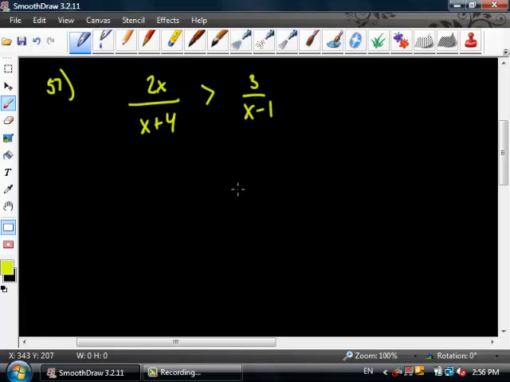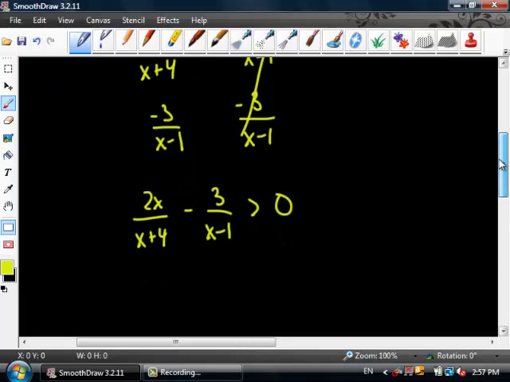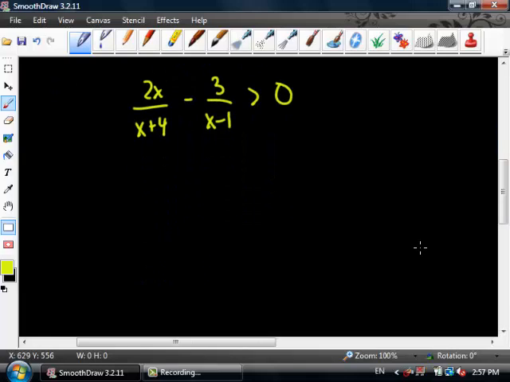Leanne? You subtract it from both sides. So you get 2x over x plus 4 minus 3 over x minus 1. Now, what is the most common mistake people make right now? Nikita? They don't find a common denominator. Make sure you find a common denominator, combine all your like terms, and then go for your critical numbers.